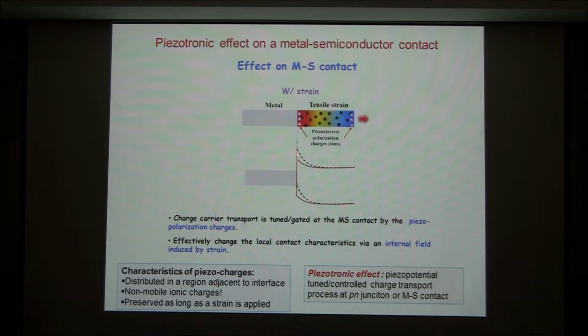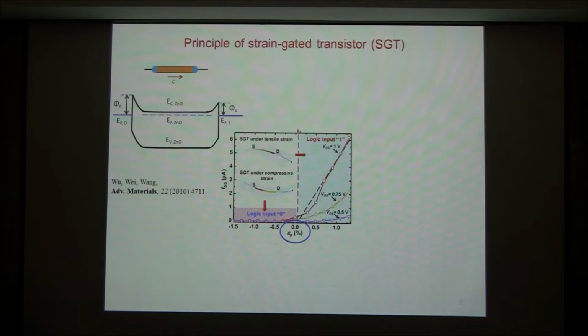This raised or lowered barrier height at the interface can gigantically change the transport of charge across the interface, because it is exponential control. It's not a linear control. You can turn it on and turn it off, just simply by this polar charge at the interface. So this is the fundamental of the piezotronic effect for metal semiconductor contact.